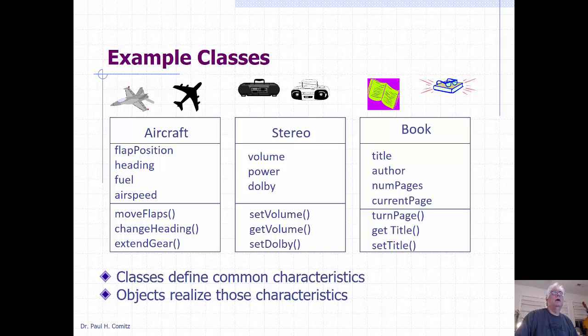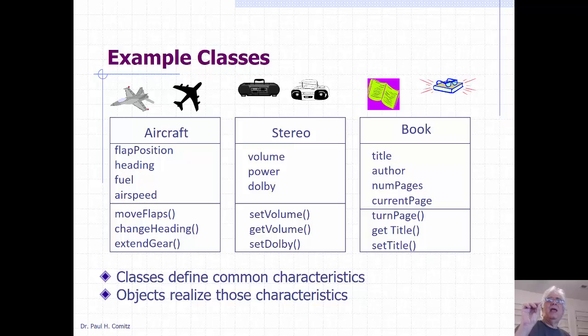Let's continue with the book class. The book class can have a title, an author, a number of pages, the current page, and we've got some methods here: turn page, get title, set title. So I think you get the point here. We can have many books, and the books can be very unique, just like real books. That's kind of the point. But they have many common attributes, and we can use those in our software model.